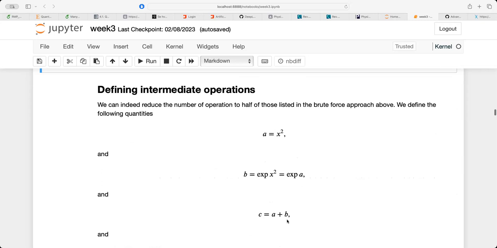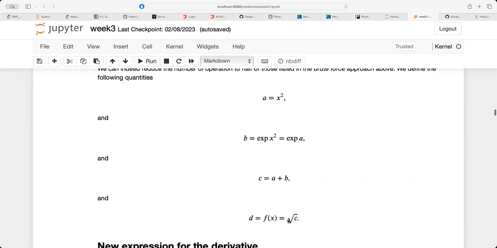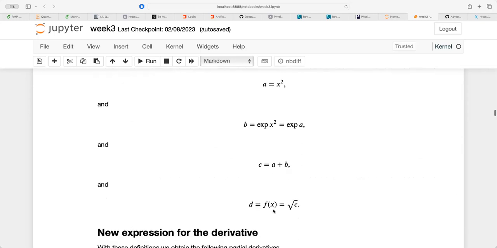I define C as A plus B. And I define D, which is f of x, which is the square root of C. Okay? So what it means, if we switch a little bit and we want to make a graph, you will see that this is going to be pretty similar to the way we are going to set up a neural network.